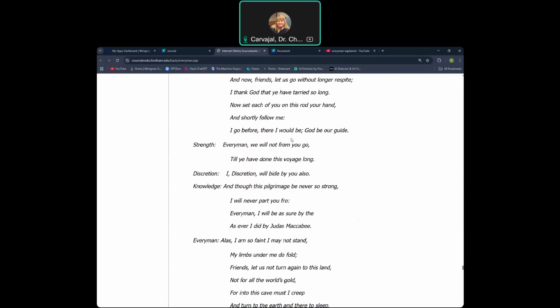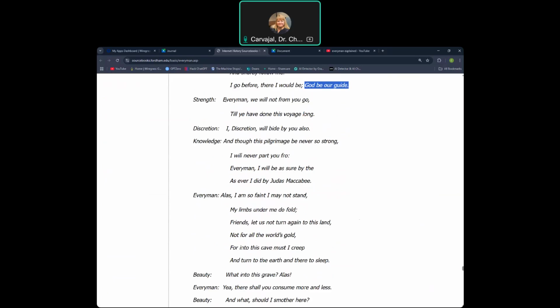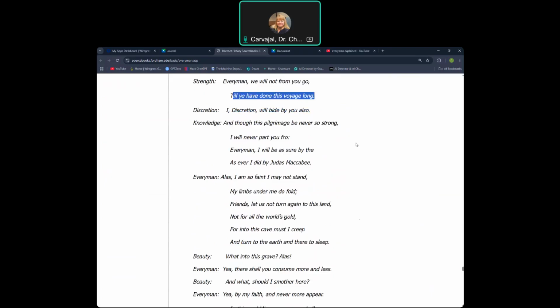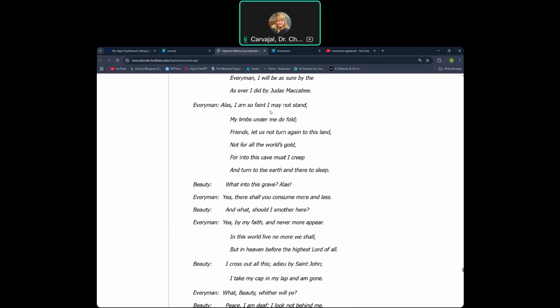And so he says, okay, now I'm going to go. God be our guide. And Strength says, we're going to stay with you till ye have done this voyage long. And so they all stay with him. But then Everyman says, alas, I am so faint, I may not stand. My limbs under me do fold. So he thinks he's going on this great journey, but really he's dying.